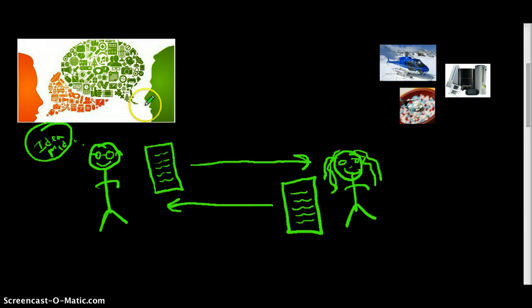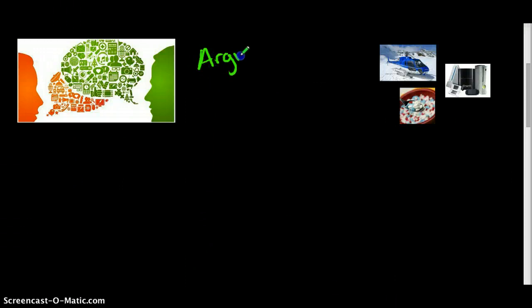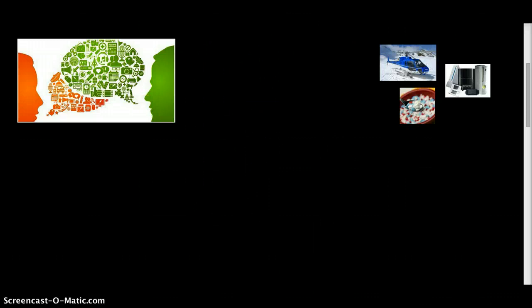And so this process, this act of paper writing and sharing information, is exactly how knowledge is created. And this process is what leads to really cool things like helicopters and PlayStations and new medicines for when you get sick. Over the course of the next few weeks, when we talk about argument, I want you to be thinking about topics and ideas that can be, one, provable, that can be analyzed, and that can be defended with third-party research. That's what we're going to be focusing on.